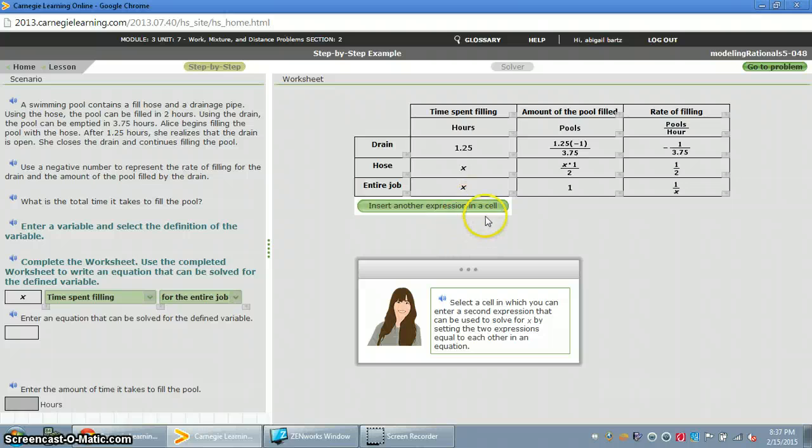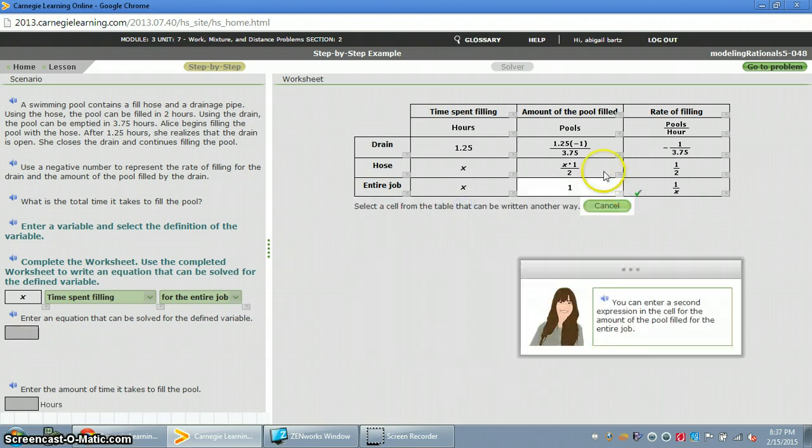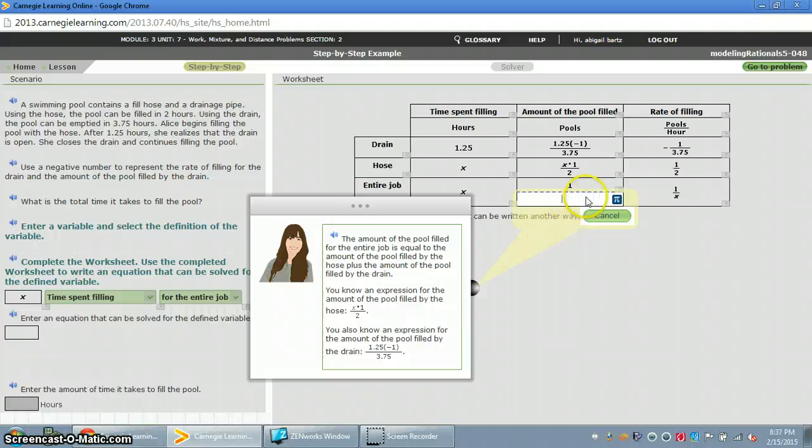This part is where it's a little bit trickier. It's trying to figure out where do you insert another expression for the cell. And one of your hints is it's typically going to be where you already have a whole number value. So I'm going to click the 1. And then again, because I know that it's going to take my entire job of using the drain, that it was put in with the drain and the amount that was put in with the hose, to get the entire pool to be filled. So again, what they're saying is I can do x divided by 2, that's the rate for using the hose, and then technically the emptying, so minus 1.25 divided by 3.75.